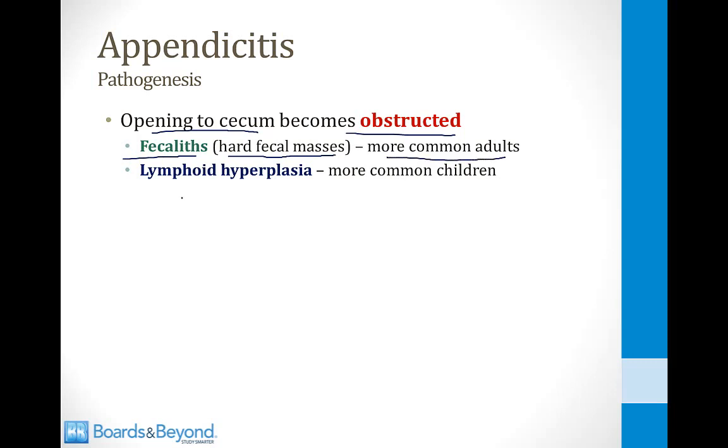In children, it's more commonly lymphoid hyperplasia. There is lymphoid tissue at the outlet of the appendix into the cecum, and if that tissue becomes hyperplastic, for example, in reaction to a viral illness or some other stimulus, then that lymphoid tissue can obstruct the outlet of the appendix into the cecum, and this can lead to appendicitis.